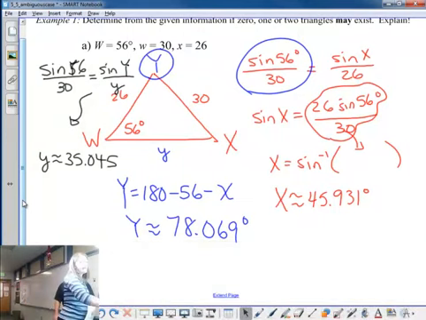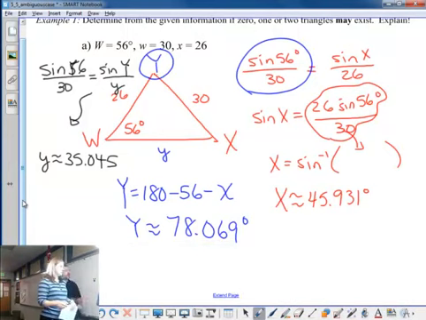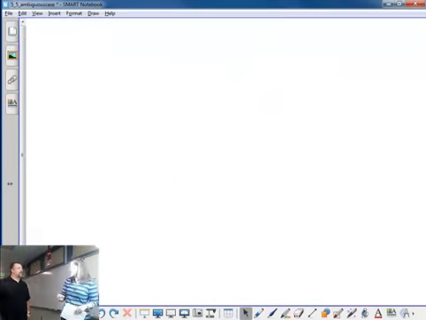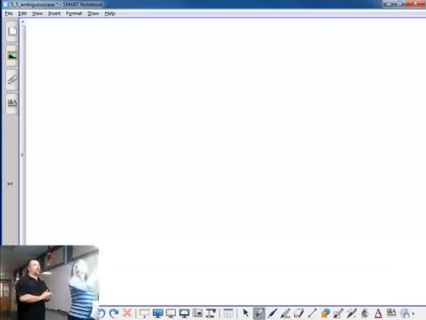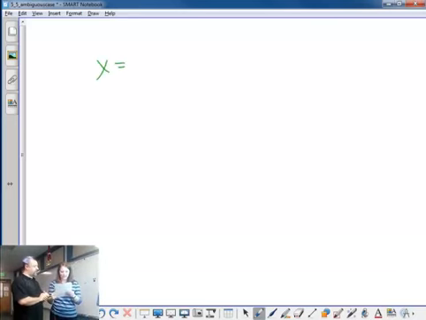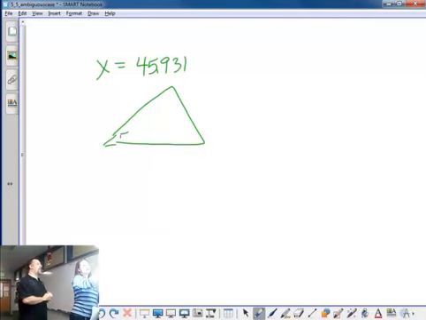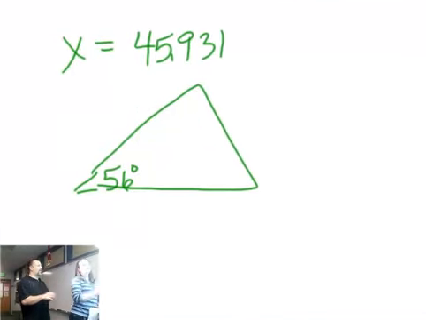Let me have a marker, new color. If there was another one, we need to always go back to the first angle we found, and the first angle we found was angle X, which ended up being 45.931. So let's draw this the same way as the original picture, where the 56 was there.